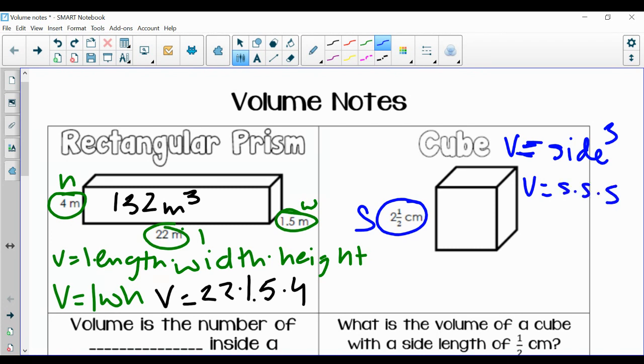So if you look at that formula, V equals S times S times S, it looks very similar to V equals length times width times height. You are still multiplying three numbers together. It just so happens that in a cube, it's the same three numbers.